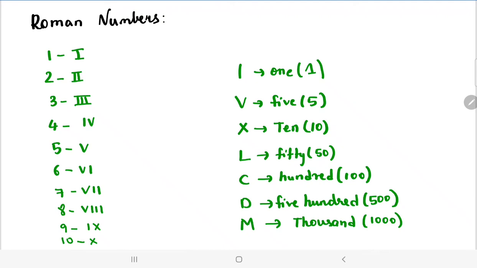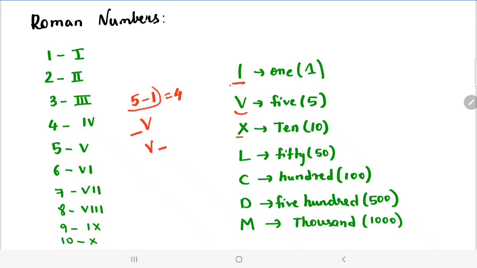If I want to represent 4, how can I write 4? I can write 4 as 5 minus 1. 5 minus 1 is equal to 4. So here we already discussed that 5 means V. So V we are going to write. And here this slash means 1. Whenever you write something before a letter, that means minus. Whenever you write something after one letter, that is plus.